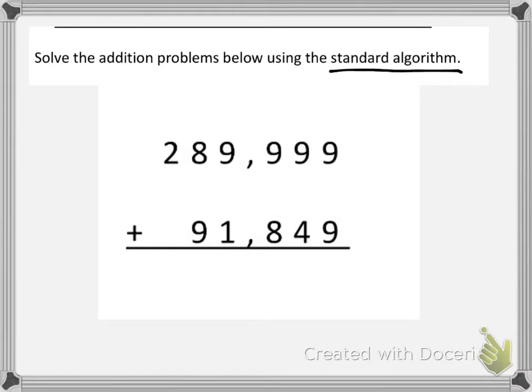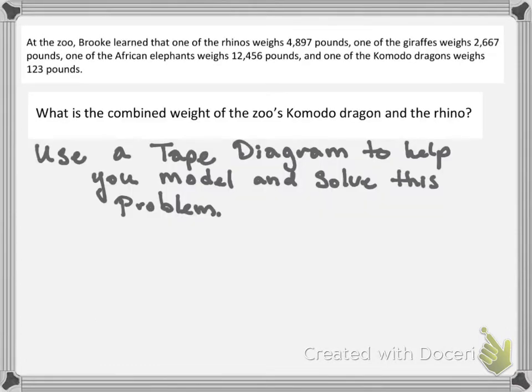Using the same word problem that we used the past 2 times in this video, we're going to use it again, but this time we're going to ask for the combined weight of the Komodo dragon and the rhino. And you need to create a tape diagram to help you model and solve this problem. You have to do that. That's the whole point of this lesson tonight.